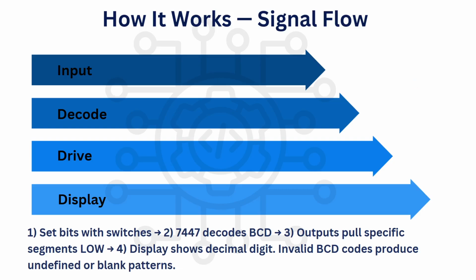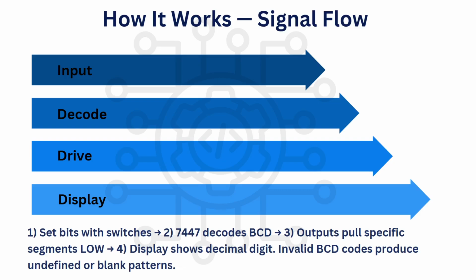This slide shows the signal flow of our system from input to final display. First, we have the input stage where the user sets a binary value using switches. These switches represent a binary coded decimal. Next is the decode stage. Here, the 7447 decoder interprets the BCD input and converts it into signals that correspond to specific segments of a 7-segment display.